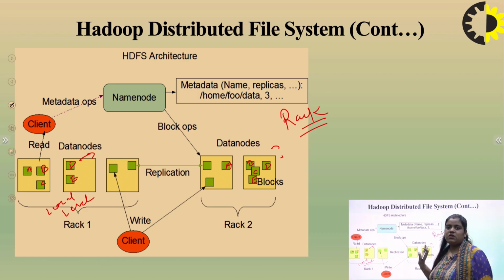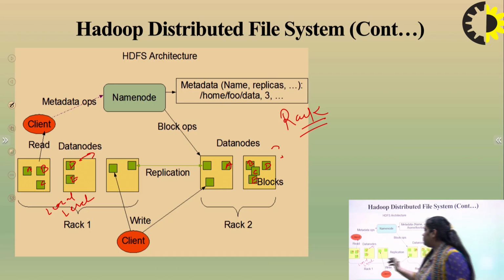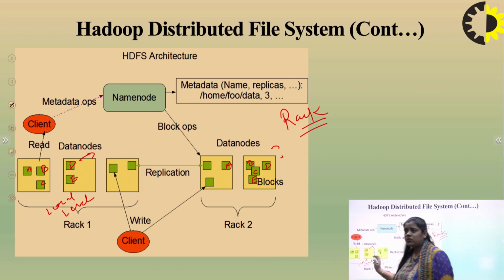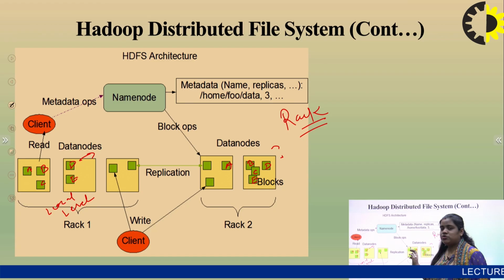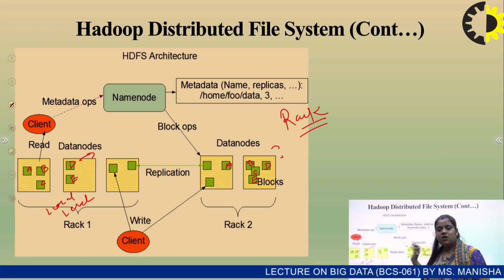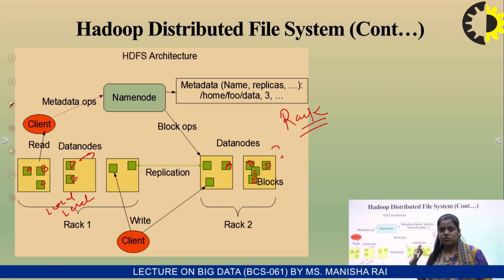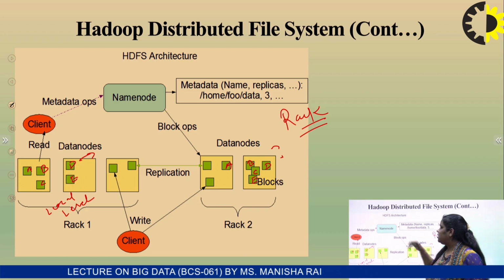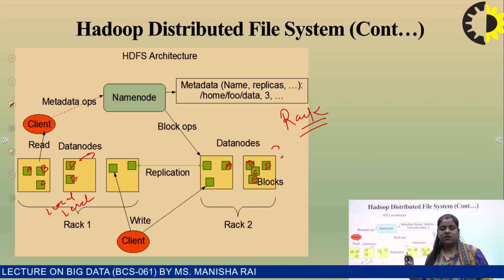So we use racks to store data locally. If one data node of a particular rack is not able to process the data block, we can take the help of another rack to process the data and fulfill the request of the user. So this is the basic purpose of the rack, that is why we use it.